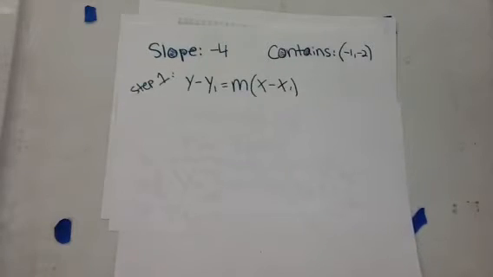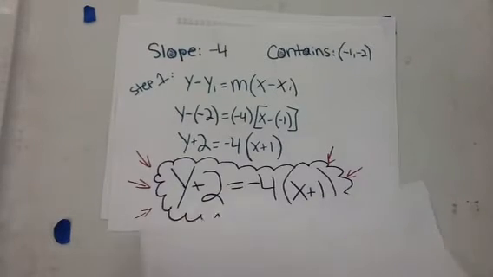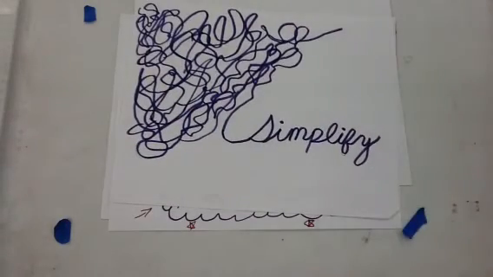Step 1 would be to plug in the slope and ordered pair into the equation and then simplify. To put an equation that's in point slope form into slope intercept form, you just have to simplify farther.